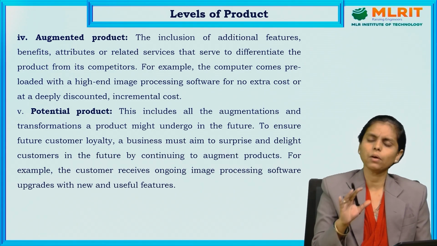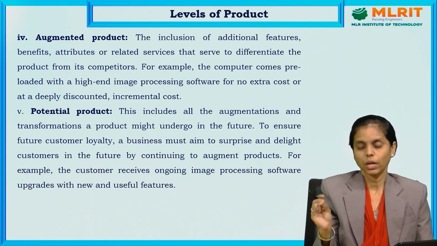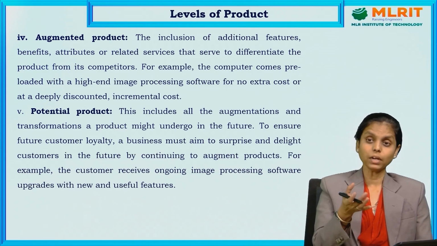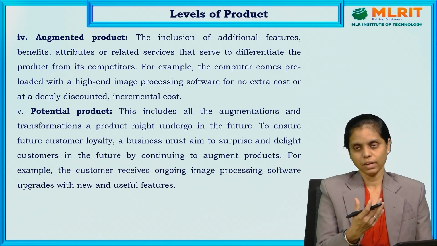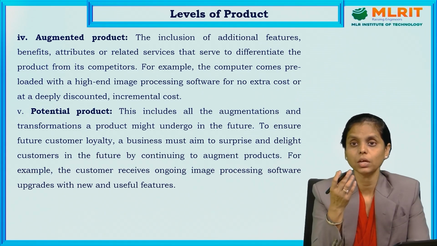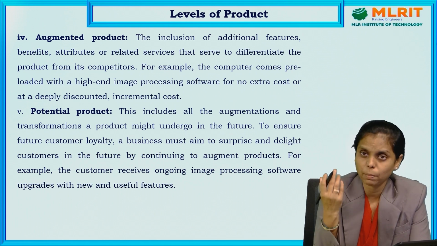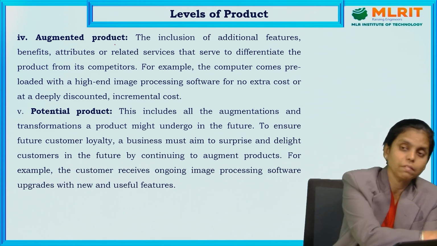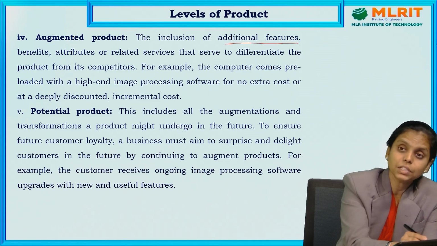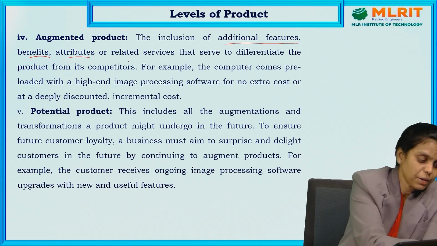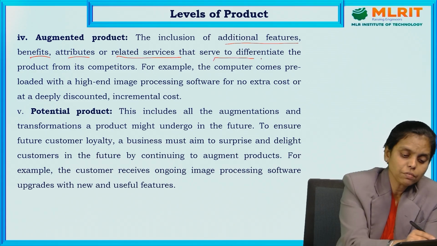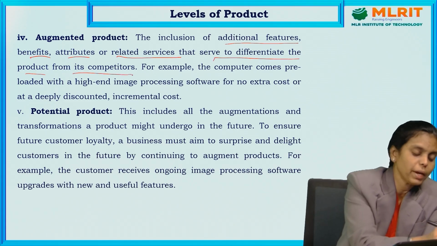When you are in an area where no food is available and you are hungry, you expect food to be served somewhere. But when many competitors exist, we look at many other characteristics, like hygiene, taste, and price of the food. All those come under the augmented level: the inclusion of additional features, benefits, attributes, or related services that differentiate the product from its competitors.